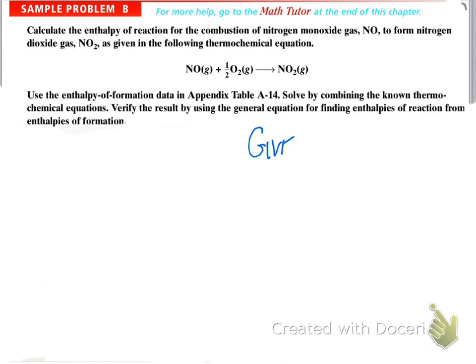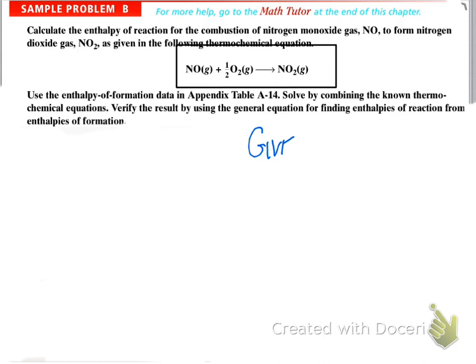So this is going to be our all-important equation here. NO gas. Again, one of the parameters of doing these problems is to put the physical states in there. So nitrogen monoxide gas plus half a mole, not a half a molecule, there's no such thing, a half a mole of oxygen as a gas will yield 1 mole of nitrogen dioxide as a gas. That's our general equation. Now we're trying to figure out what the overall change in enthalpy will be.